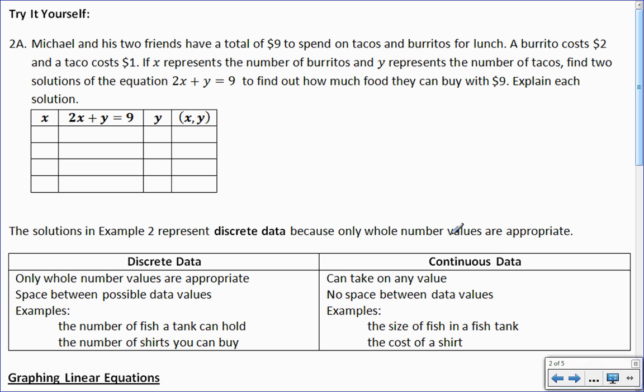Okay, for this one, there are only 4 valid solutions, so you should have 2 of these 4 solutions. You could have come up with 1, 7, 2, 5, 3, 3, or 4, 1. Any 2 of those 4 is okay. You didn't have to have all 4 of them, but those are the only 4 solutions that will work with this problem. And for each of these, the first number is the number of burritos, and the second one is the number of tacos. So this would be 1 burrito and 7 tacos.